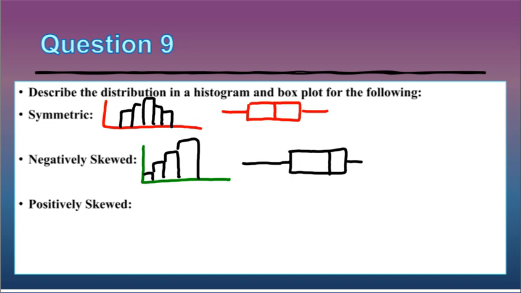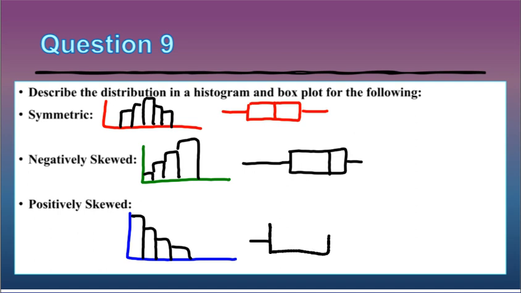And then for positively skewed, tall bars are on the left-hand side. So maybe we have like this. And then for a box and whisker plot, the shorter end's on the left-hand side. Median's closer to the left-hand side, and the longer whisker is on the right-hand side. So that's what it would look like for a positively skewed. So those are the types of questions you can expect on your Module 11 test.